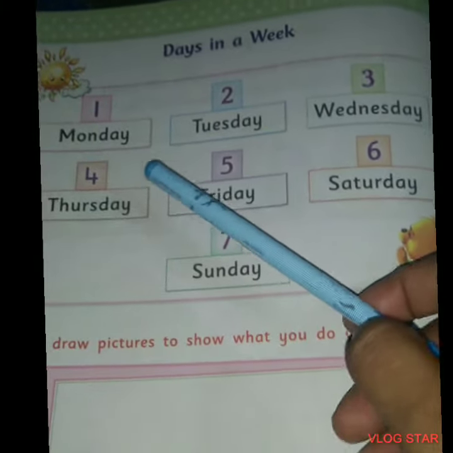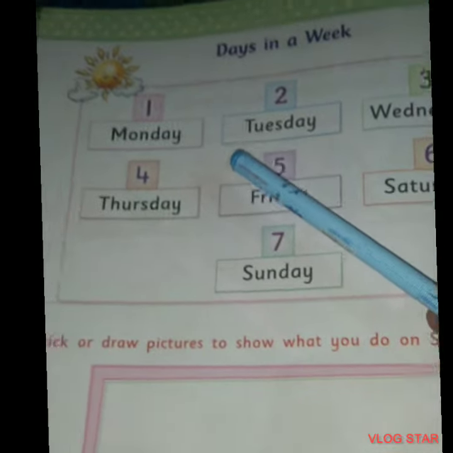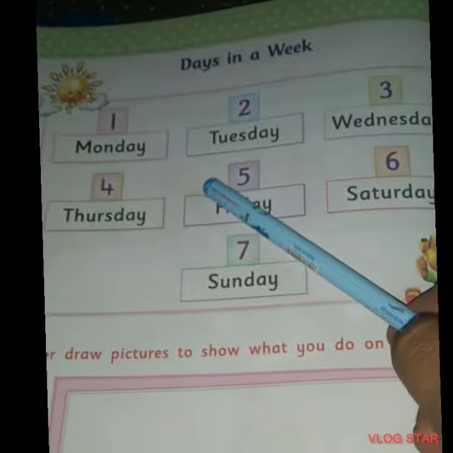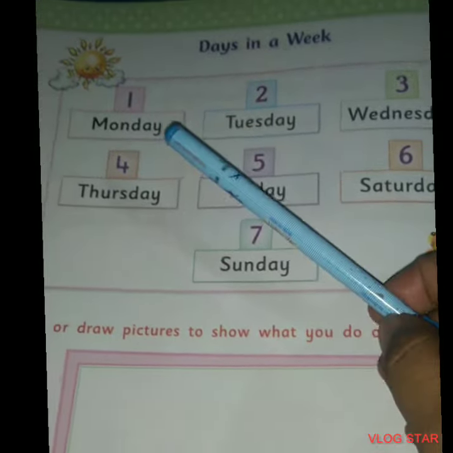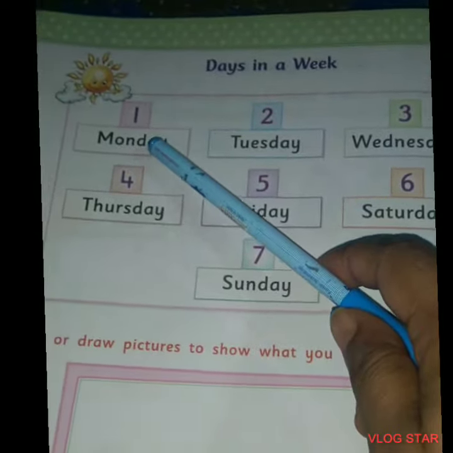ठीक है, सप्ताह में कितने दिन? 7 दिन. How many days are there in a week? There are 7 days in a week. Which is the first day? So you have to say Monday is the first day of the week.